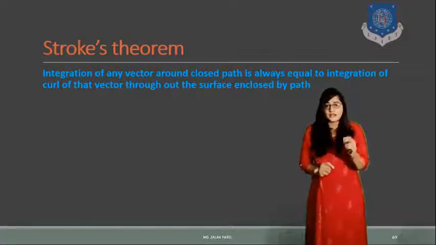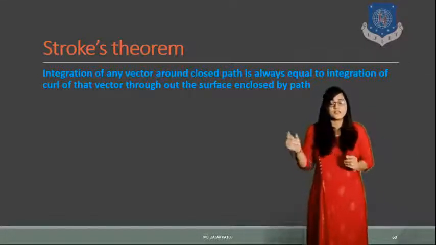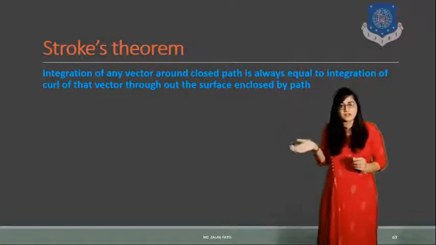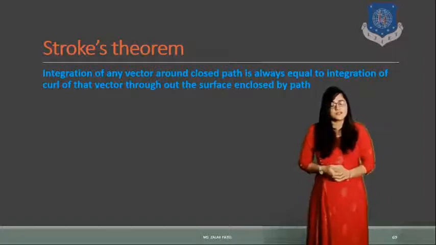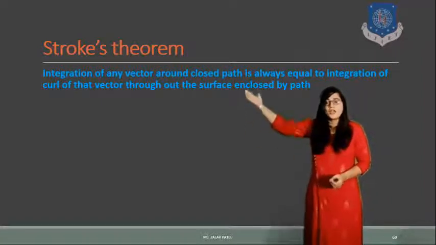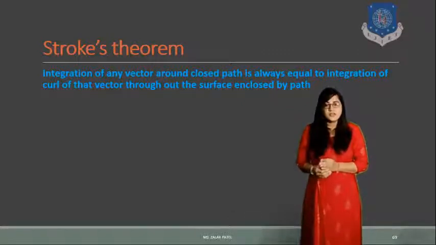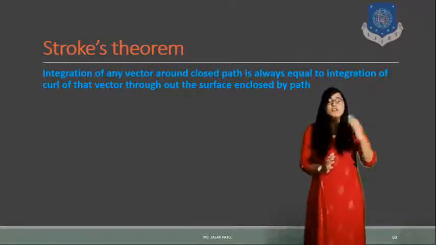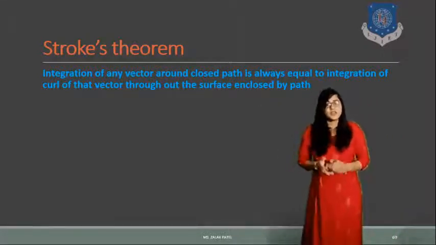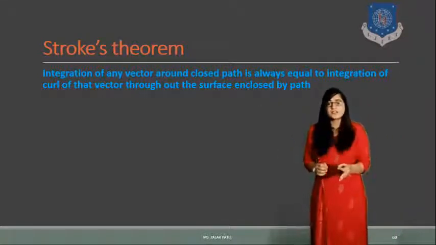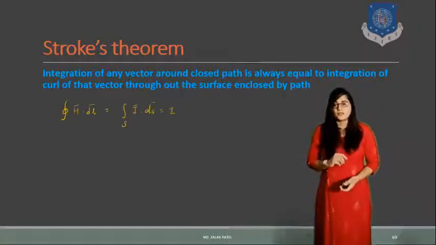Curl can be written like del cross some vector. So here we take the vector as H. So it is surface integration of del cross H. Now we take surface integration, then you have to write the limit, that is dS. Okay, understood? Integration of H dl is equal to the integration of curl of that vector throughout the surface, that is surface integration of del cross H dS. This is how we can write.